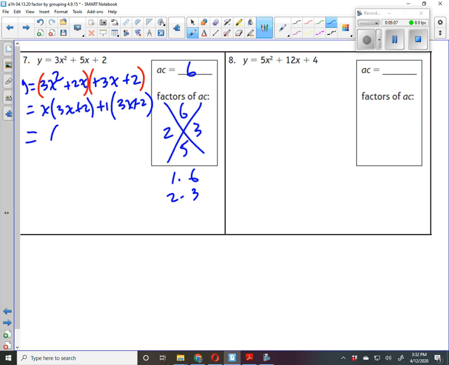Regroup and pull out that 3x plus 2. What's left is the x plus 1.